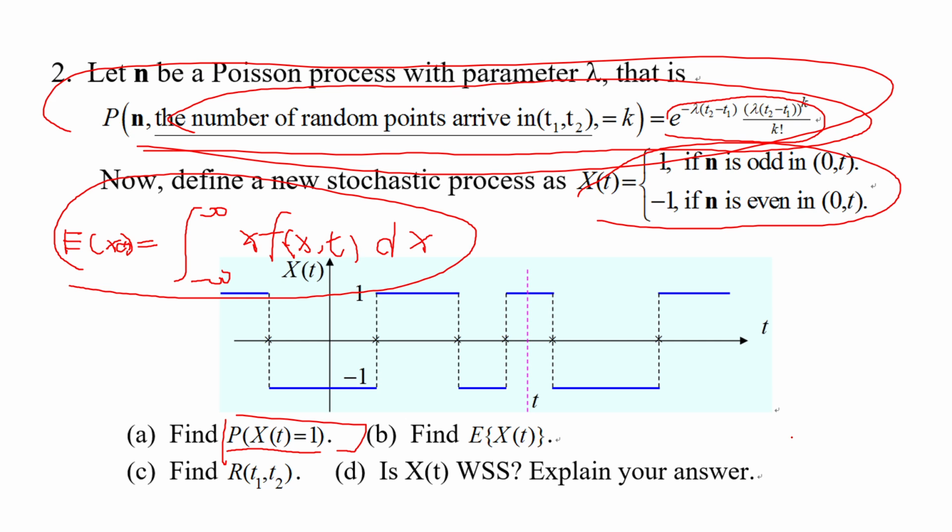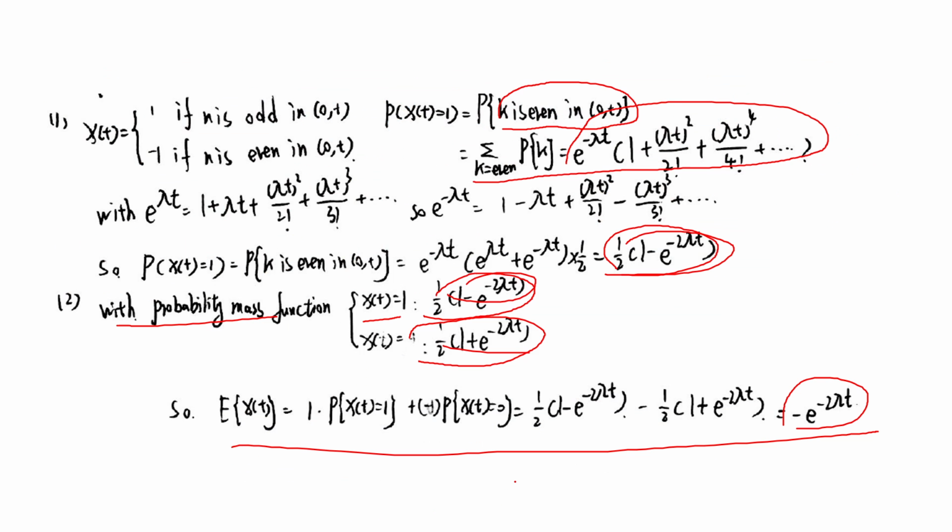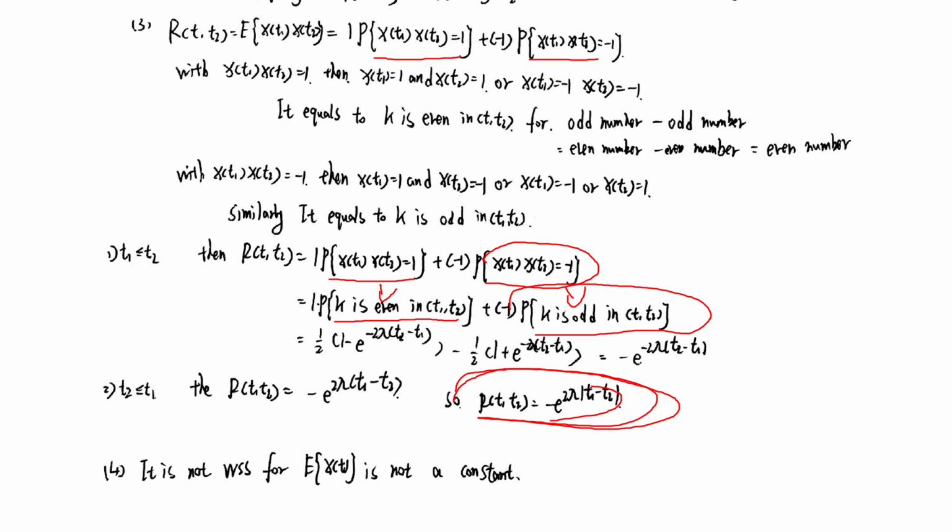Even though R(t1, t2) is equal to this, which is only decided by tau, where tau equals t1 minus t2, the mean of X(t) is not a constant, so X(t) is not a WSS. And that's all. Thank you.